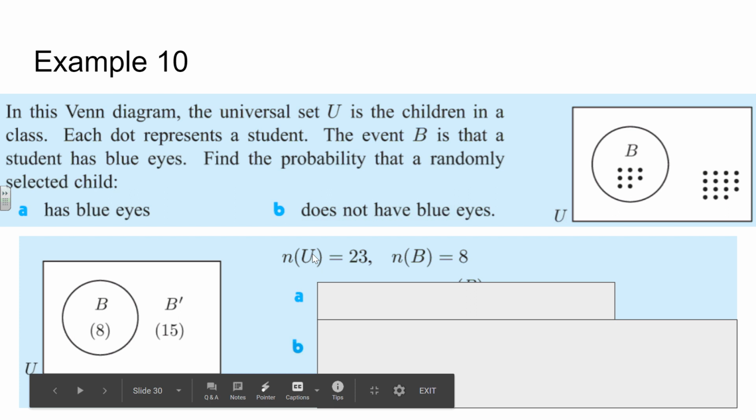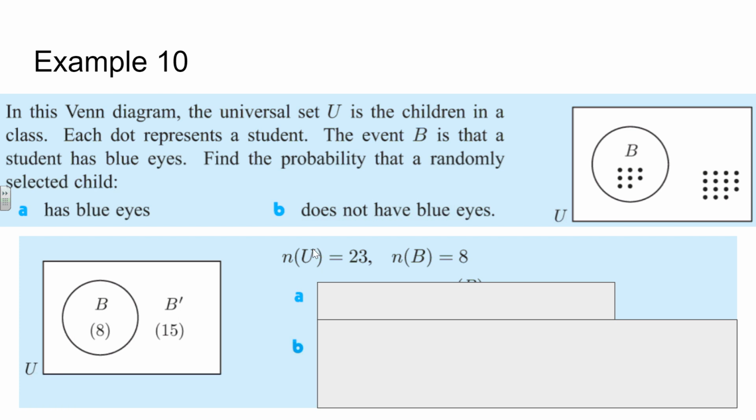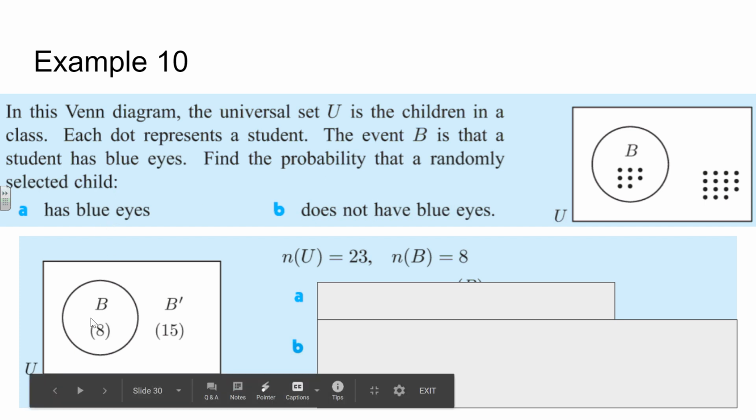Therefore, the n of U, the number of elements in the sample space, is 23, and n of B, the number of elements in event B, is 8. Now we have enough information to answer the question more easily. So the probability that they have blue eyes, okay? So there are 8 with blue eyes out of 23. So therefore, the probability of blue eyes is 8 out of 23.